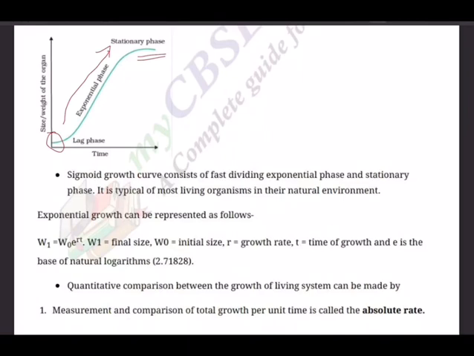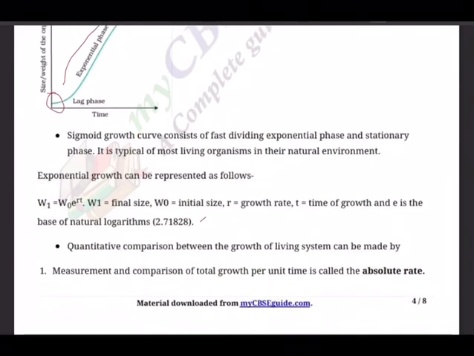So exponential growth can be represented as W1 = W0 e^rt. Here W1 is the final size, W0 is the initial size, r is the rate of growth, t is the time factor, of course, time of growth, and e is the base of natural log, that is 2.7.